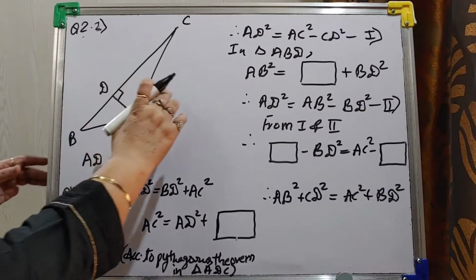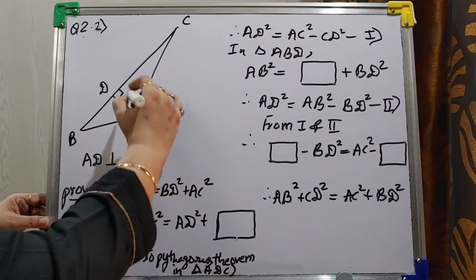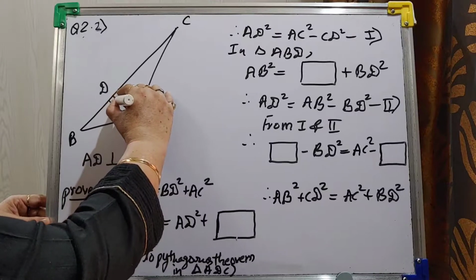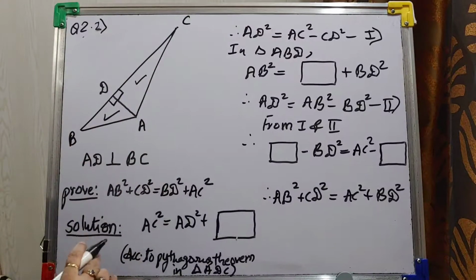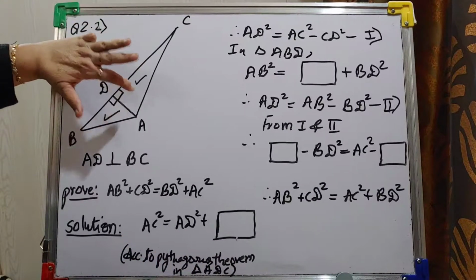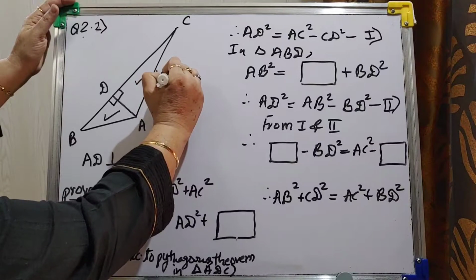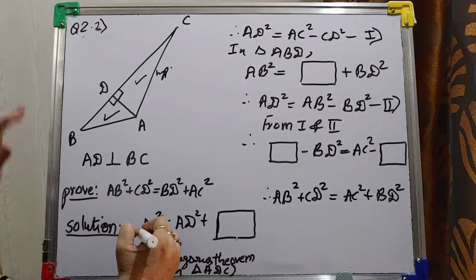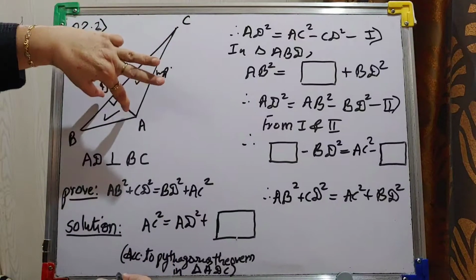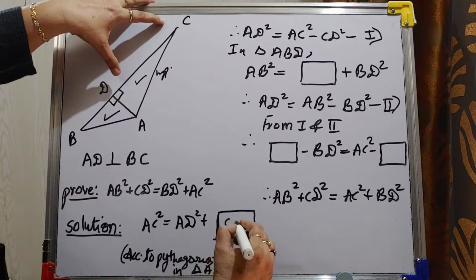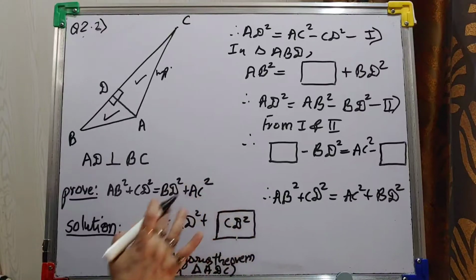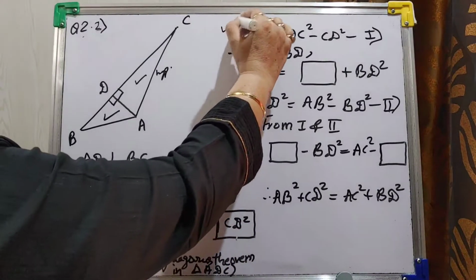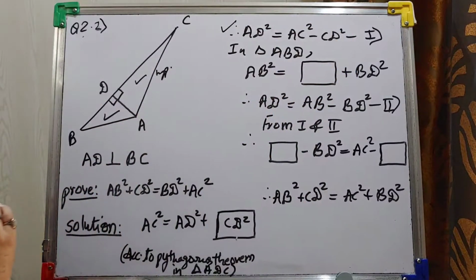Now students, just look at this figure. AD is given perpendicular to BC. So there are two right angle triangles, one this and one this. Now according to Pythagoras theorem, in this triangle, this is the hypotenuse. So AC square will be equal to AD square plus CD square. Now they have transferred CD this side, so your AD square will be equal to AC square minus CD square.